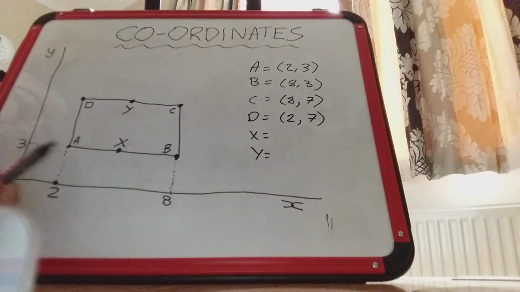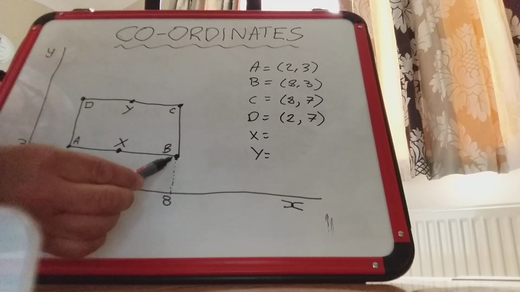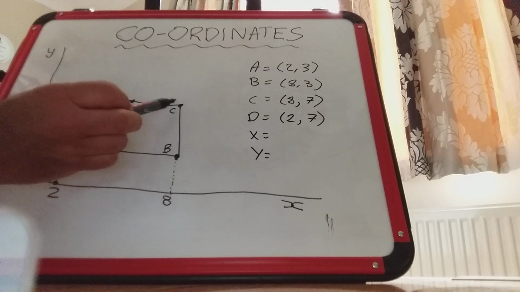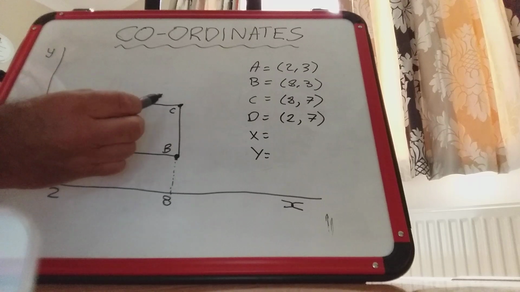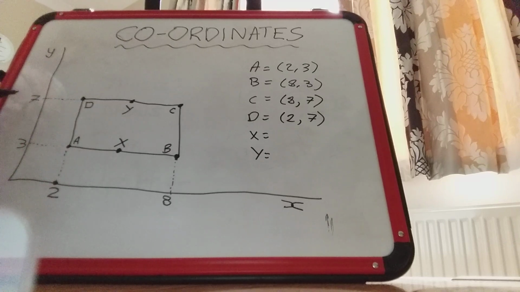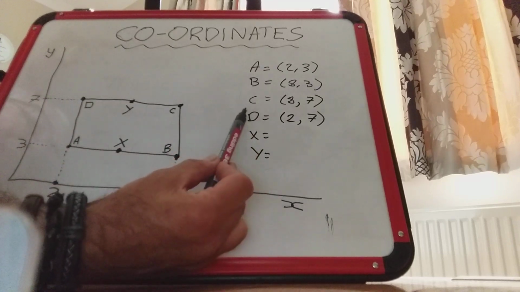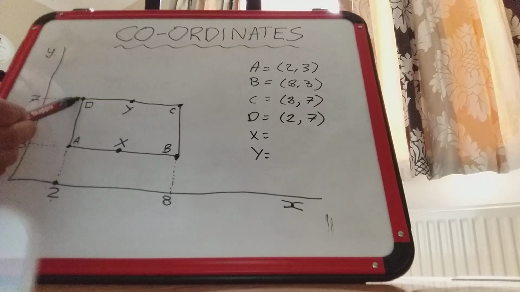Point C is at 8, 7. So remember, we go along to point 8, which is already written down for us, and then up to C. So C is 7 points up. We go along here, and that is number 7 just there. And then D is 2 along. Can you see the number 2 there? And then 7 up, and that's why D is 2, 7.